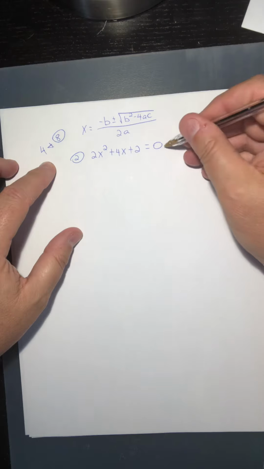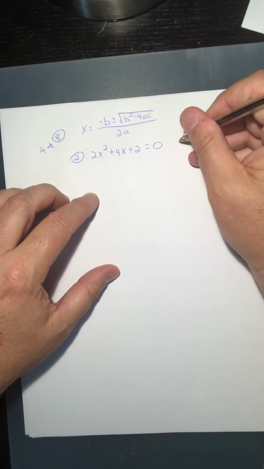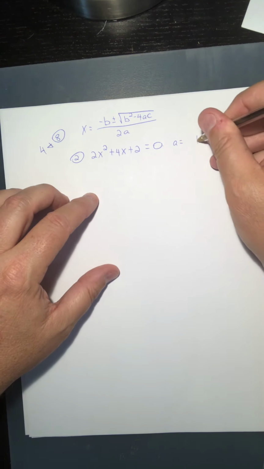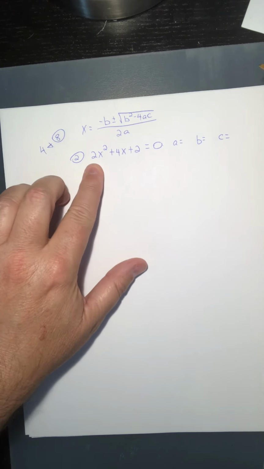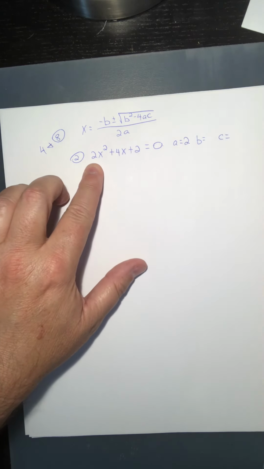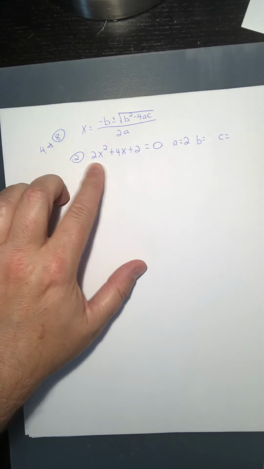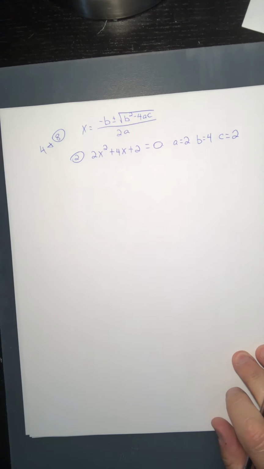All right. Well, this one's equal to 0, so we're ready to figure out what my A, my B, and my C equals. My A comes from in front of the x squared, which is 2. My B comes from in front of the x to the first power, which is 4. And then my C is the constant without a variable. So my A is 2, my B is 4, and then my C is 2.